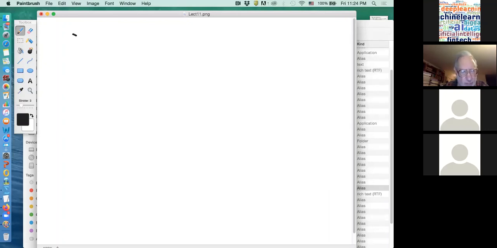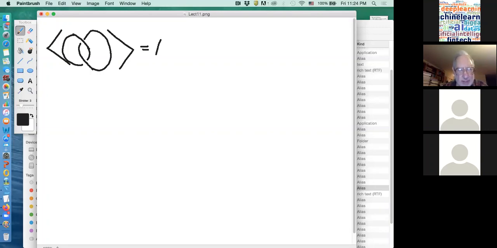Maybe one more example would be good. So I want this. According to my rules, I could choose this crossing and expand it. And then I would get A times smoothing it for that crossing, plus B times smoothing it the other way, this way.